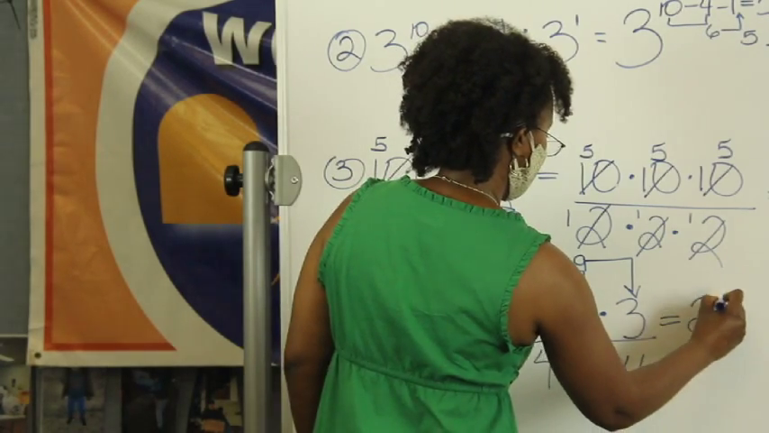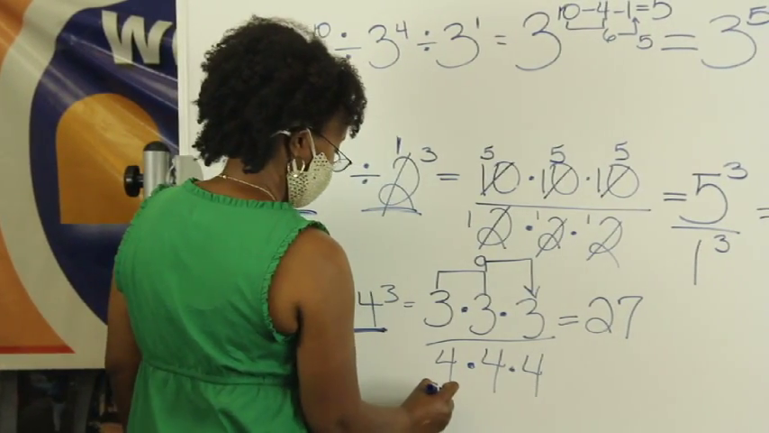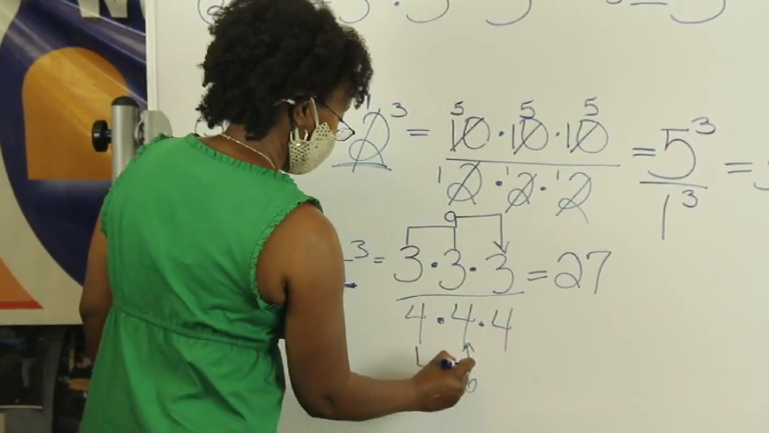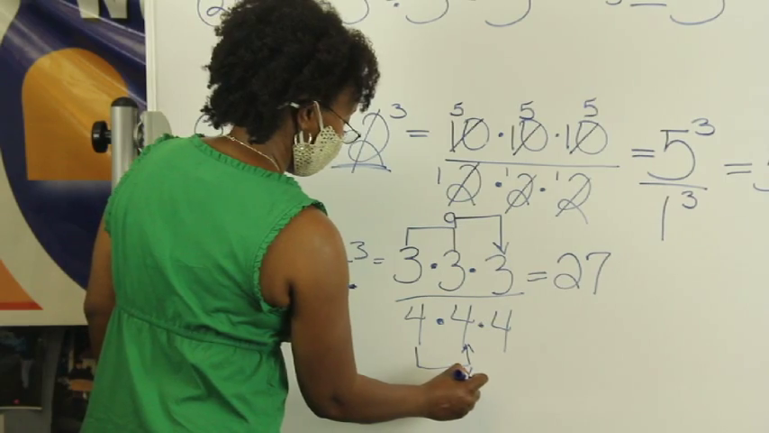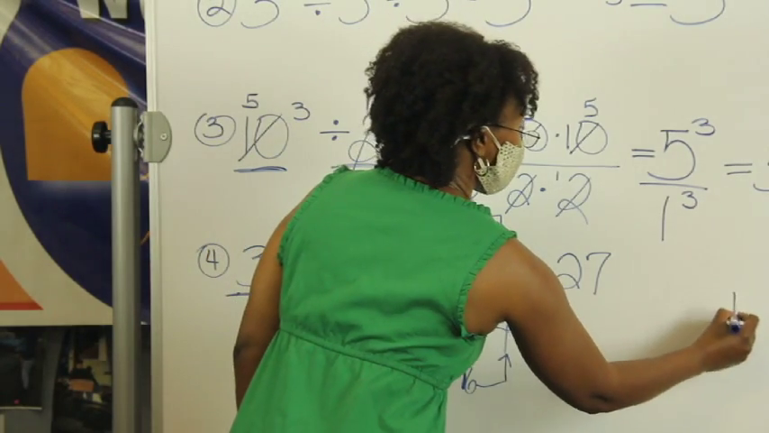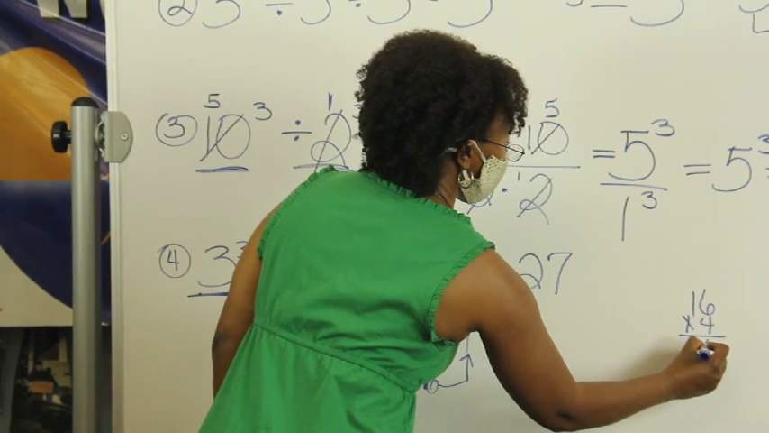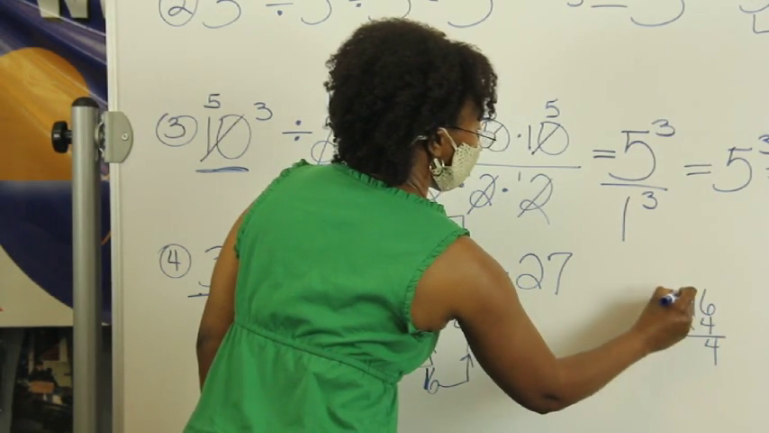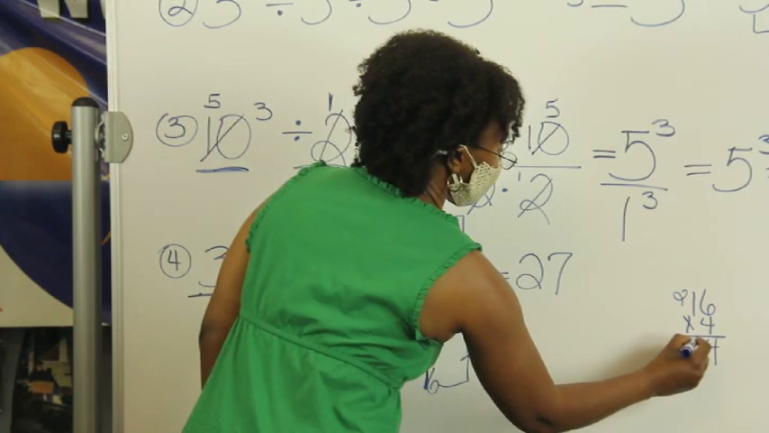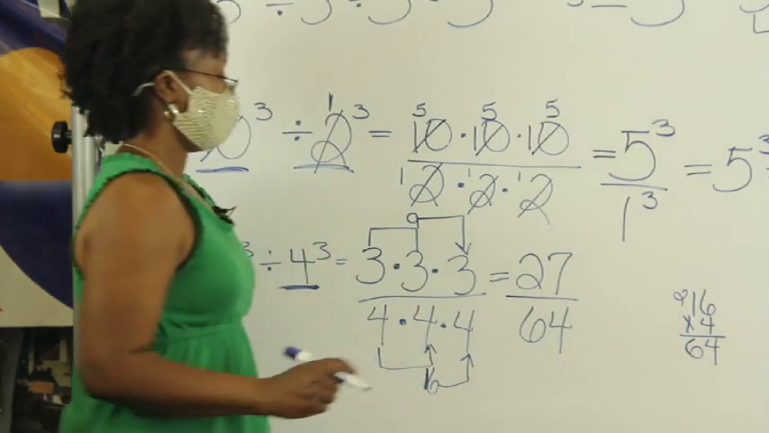So I'm going to put the 27 right here. Now, let's do the bottom. 4 times 4 is 16. That's an ugly looking 16, but we'll take it. 16 times 4 is, just in case you don't know, here we go, 16 times 4. 6 times 4 is 24. So put the 4 there and bring the 2 over. 4 times 1 is 4, plus 2 is 6. So that would be 64. And that's your answer.